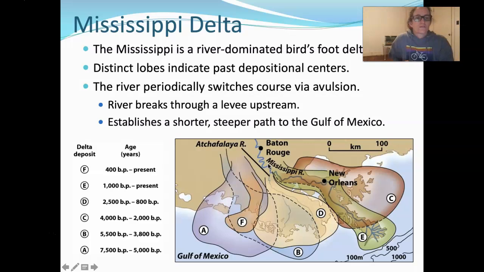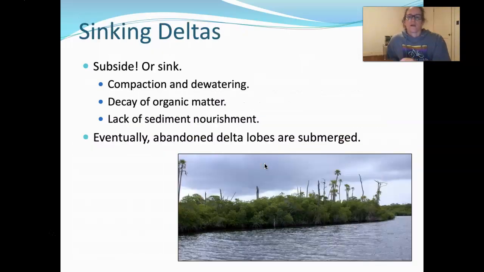The Atchafalaya River is actually trying to steal the water of the Mississippi River. If it weren't for the Army Corps of Engineers, the Mississippi River wouldn't flow through New Orleans anymore, because the Atchafalaya is trying to steal away that Mississippi River water. It's just always trying to find the shorter, steeper path to the Gulf of Mexico.